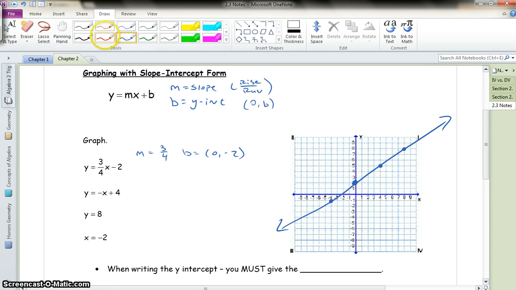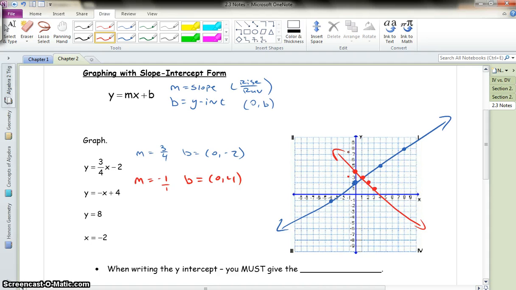The second graph we have, my slope is negative 1, or some of you like to write 1 over 1 to remind you, and (0, 4). So again, first I plot my b, which is at 4. Then I'm going to go down 1 to the right 1, down 1 to the right 1, down 1 to the right 1. Negative tells me down, positive value tells me to the right.